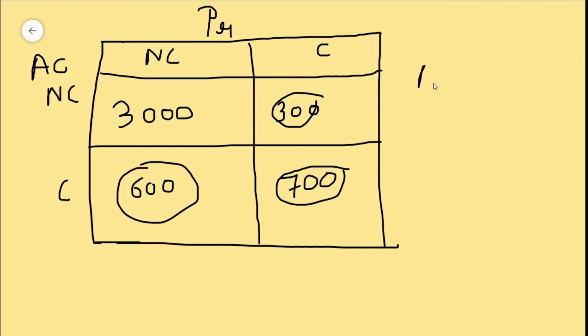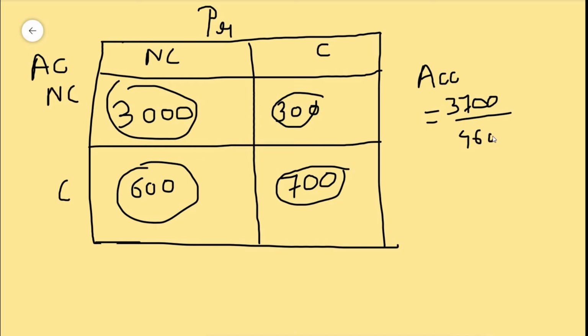If we see our accuracy, this one plus this one, that means 3700 divided by the total number, which is 3300, 600, 700, 4600. In this case our accuracy is somewhere around 80%. You can calculate it; more or less it will be 80%. So our accuracy is pretty good.